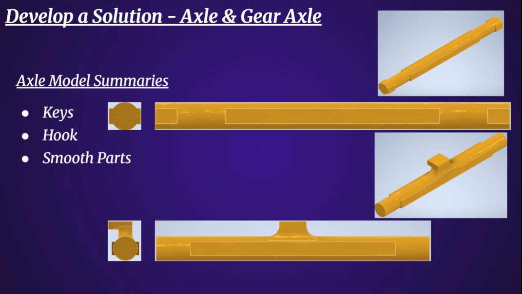Just like the body of the vehicle, the axles didn't undergo any changes. The only thing that was new, and not in any of the original sketches, was my gear axle. The gear axle is just like a normal axle except shorter and with a hook where the rubber band can hook onto. The keys remained unchanged.